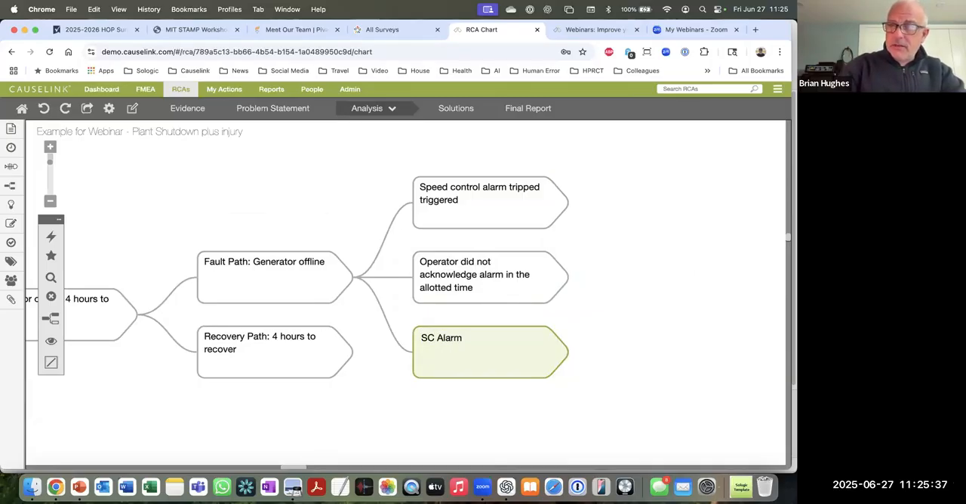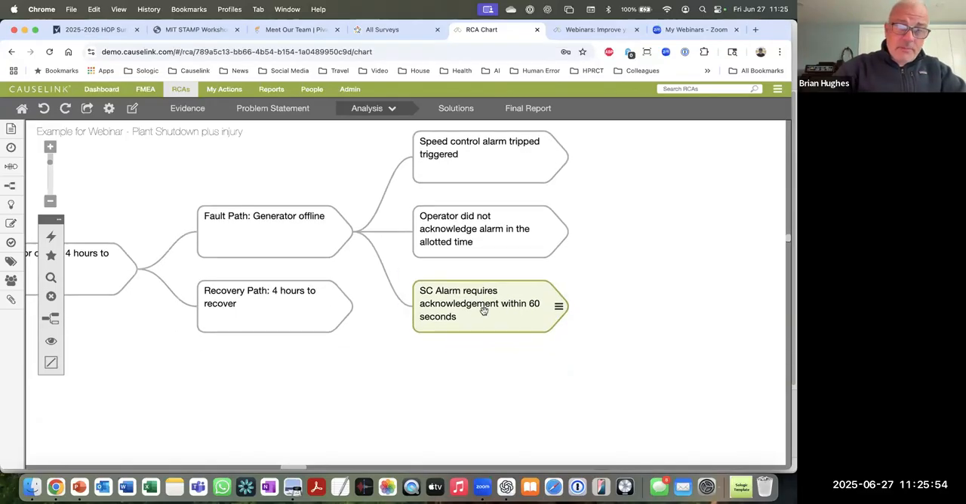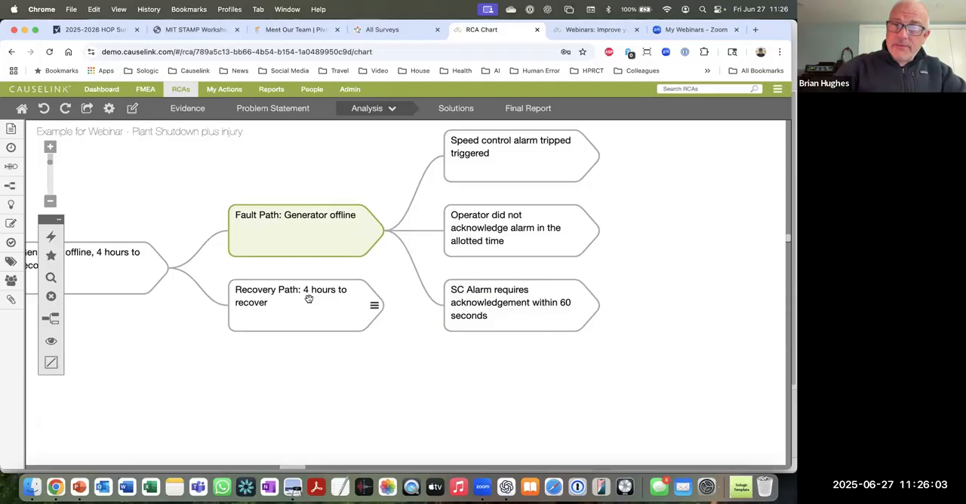I'm going to shorten it a little bit. Speed control alarm requires acknowledgement within 60 seconds. This is what the alarm does. This is an attribute of the alarm, and this didn't happen, and this did occur. So these three line up, and then that's going to bring that gen down. 4 hours to recover, right?